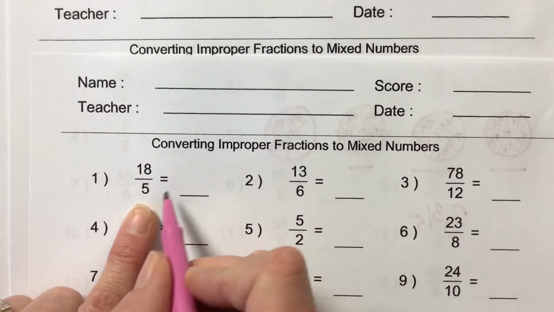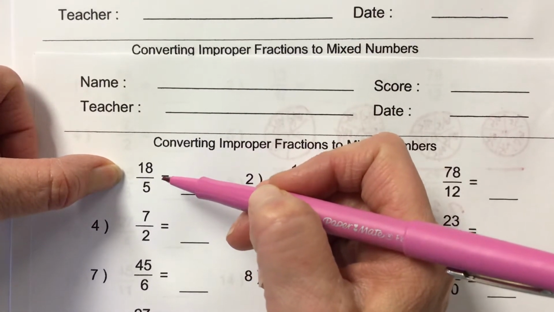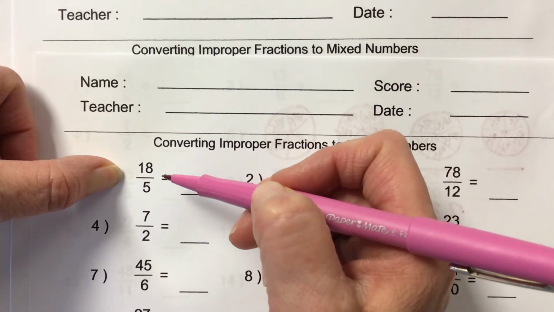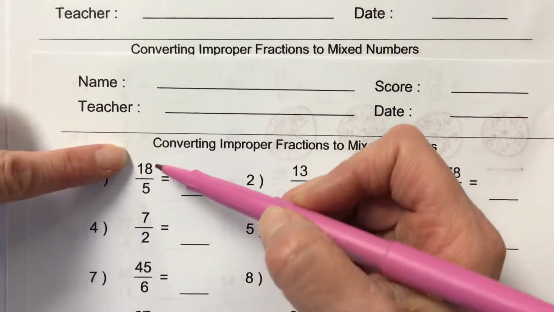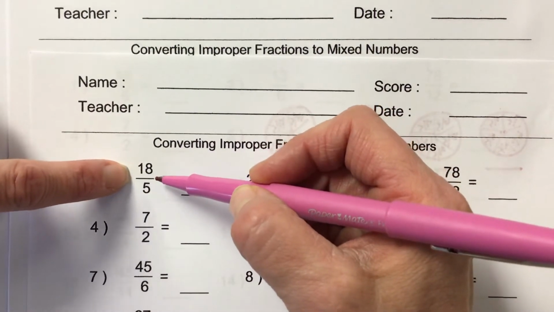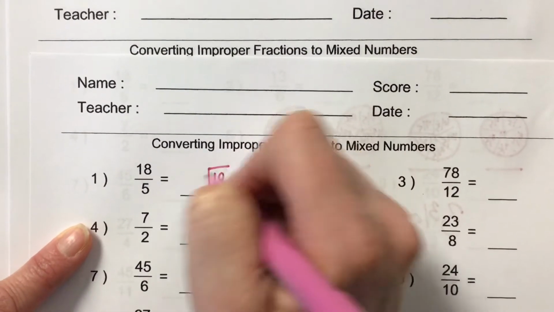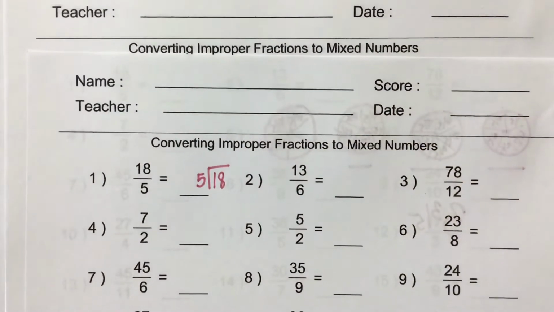Okay, so the way that we do it mathematically is what? What does this bar mean in a fraction? Everyone say it. Divided by. So what we need to do here is read the equation with me. 18 divided by 5. So come over here and write out 18 divided by 5.